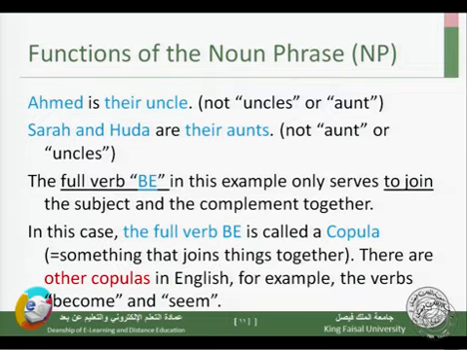There are other copulas in English other than the main verb to be. For example, the verbs become and seem can also be used as copulas. We will not take examples about this in this course, but you should know that there are other copulas other than the verb to be.